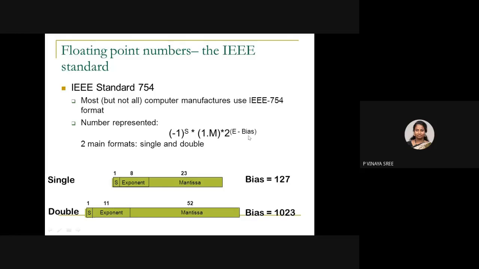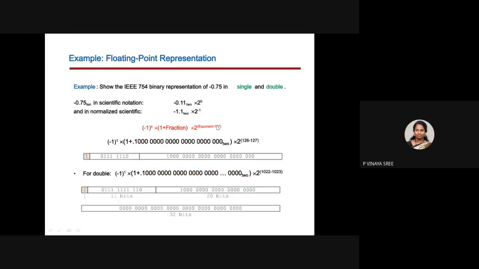If you do E minus bias, what we calculated previously is 134 minus 127. What should we get? We have to get the actual exponent. Are you getting actual exponent 7? Yes, you are getting actual exponent 7. So this is a formula, note it down. Now you have to do the reverse solution.